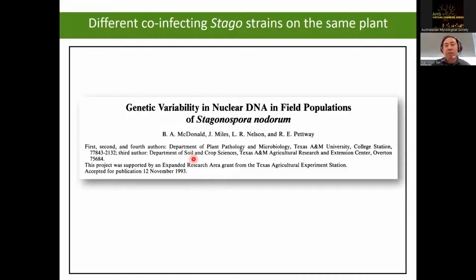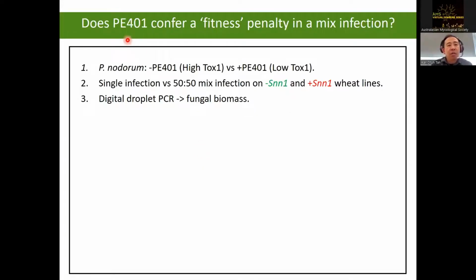So the possibility, in my mind, was that if we have the same plant, we could essentially get isolates with and without PE41 infecting the same wheat variety out in the field. So we go out to test competitive fitness. We asked the question: does PE41 confer a fitness penalty in a mixed infection setting that we try to mimic in the field?